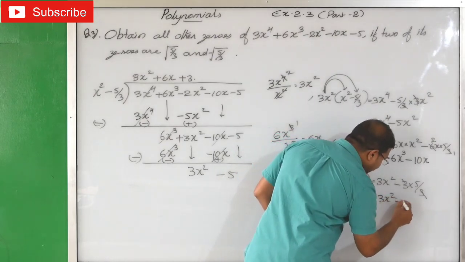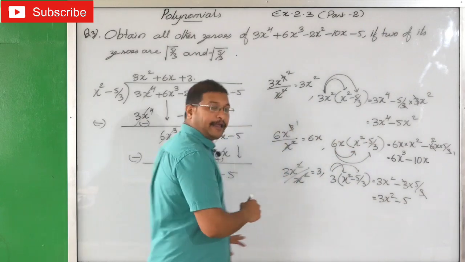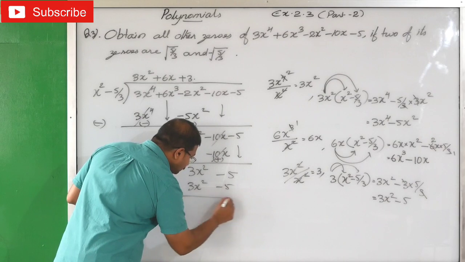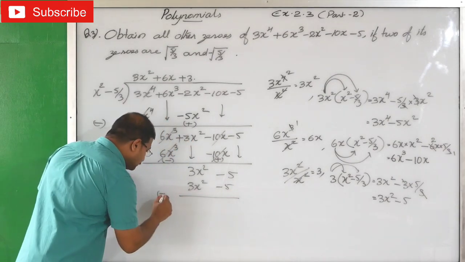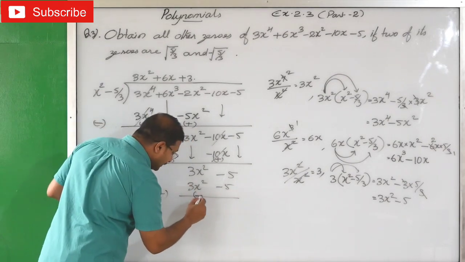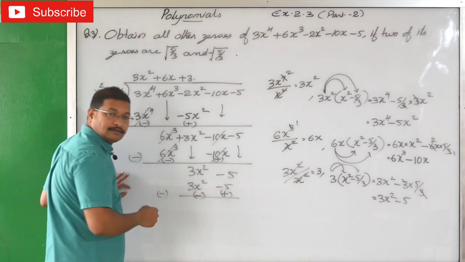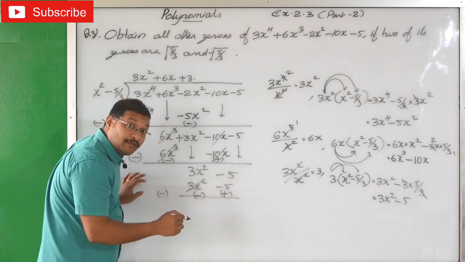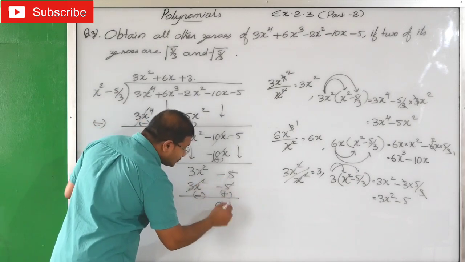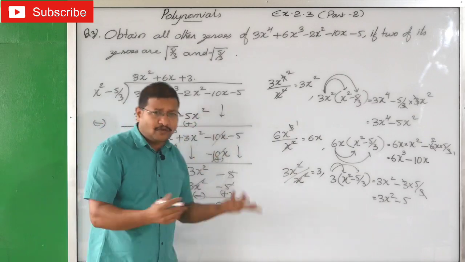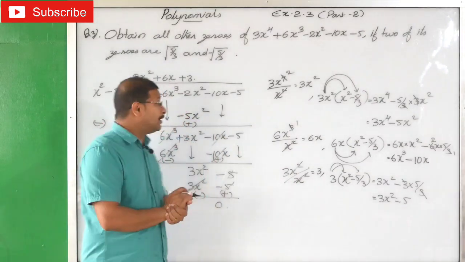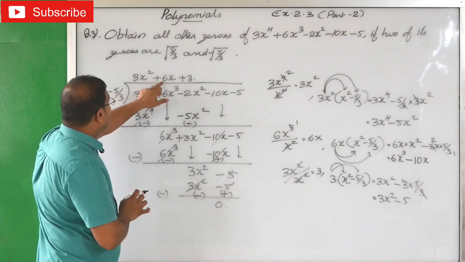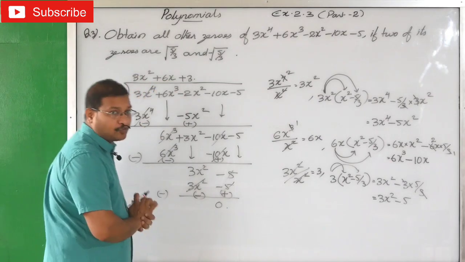3x square minus 5. Okay, so we'll write 3x square minus 5. When you subtract, this plus becomes minus, minus becomes plus. 3x square minus 3x square will cancel, minus 5 plus 5 will cancel, isn't it? So we'll get only 0. So the remainder is 0, which means of course it is a factor, isn't it? Now what you'll do, we got the quotient 3x square plus 6x plus 3.